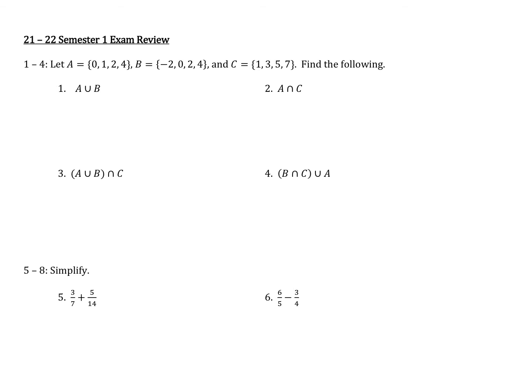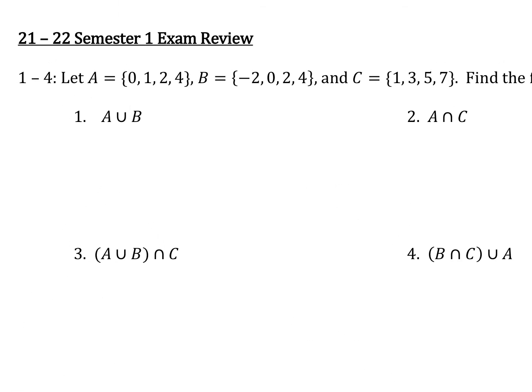With number 1, we're told to find A union B. Remember, unions, you're including them all. So if you take what's in A and what's in B, it's going to be all of it together. So it's going to be the 0, the 1, the 2, and the 4, with a union of -2, 0, 2, and 4. So remember, these are all of the numbers from least to greatest. So we're going to go -2, 0, 1, 2, and 4.